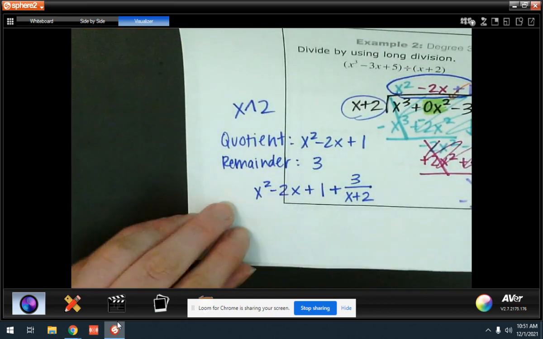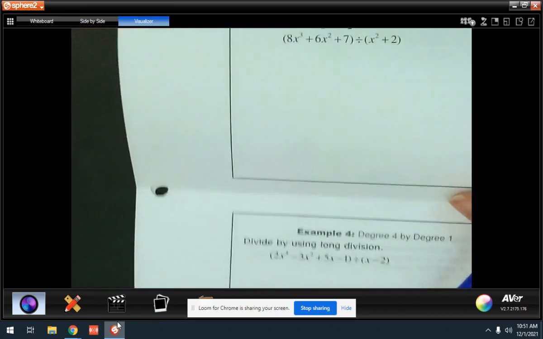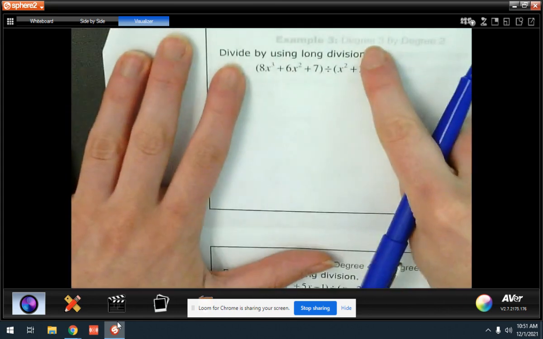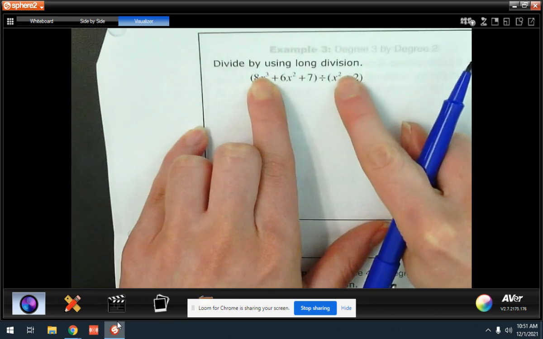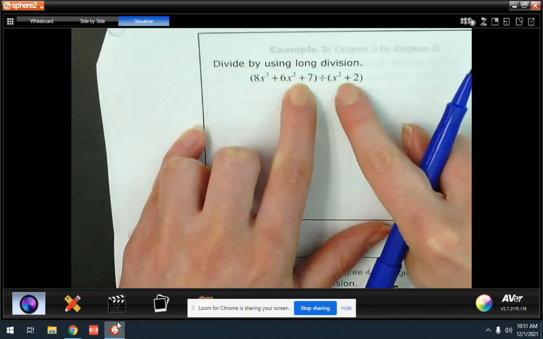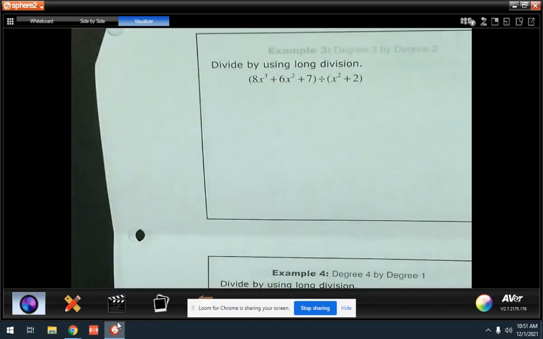All right. So that's polynomial long division. We're going to do a few more examples. And so this time we're going to do degree 3 divided by degree 2. A couple places to do some placeholders, so notice those.